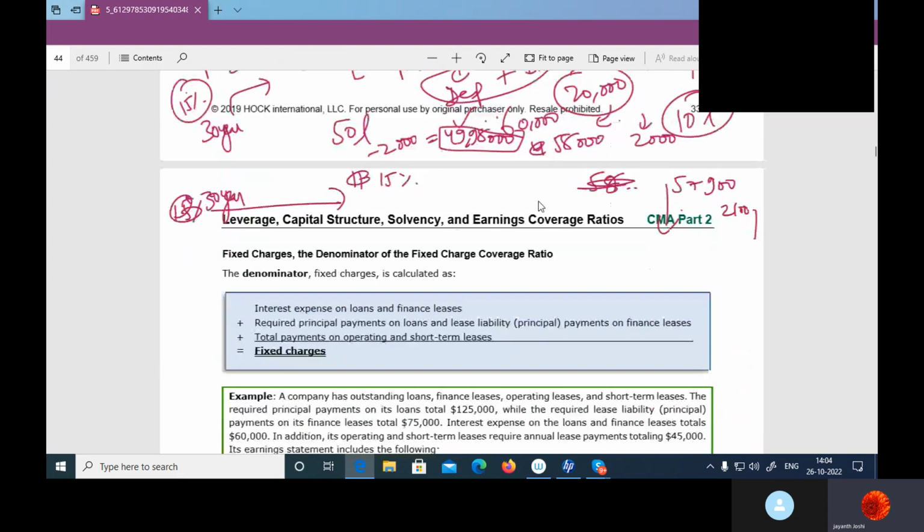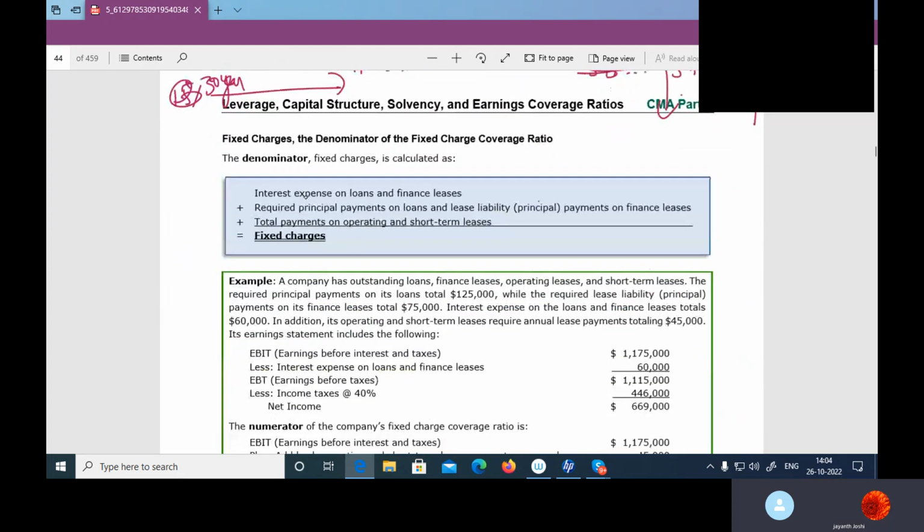Then the denominator part is fixed charges. That is nothing but interest expense, whatever the fixed charges are. That is the interest expense on loans and finance leases, interest on loan or finance lease, which is for a very long period of time. Both are very similar. Then also the principal payments, what you are paying on loan and lease liability. That is, we are taking interest plus principal, plus total payments on operating and short-term leases. So these would all be the fixed charges.